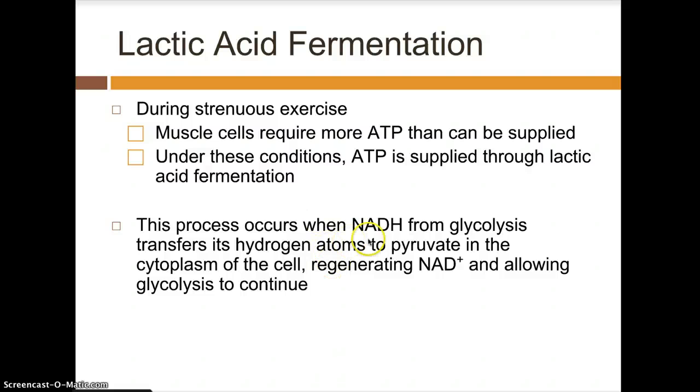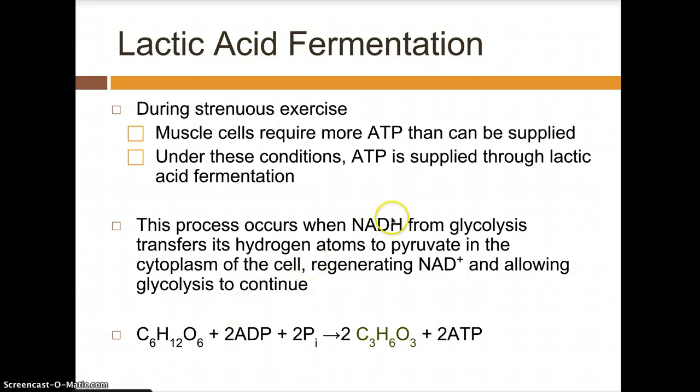Okay, this process occurs when NADH from glycolysis transfers its hydrogens to pyruvate in the cytoplasm and regenerates NAD positive, allowing glycolysis to continue. So we saw that on the previous slide that NADH donates its hydrogen atoms and electrons into creating lactic acid. Here is what lactic acid would look like. Notice that it is a 3-carbon sugar here, and again it provides an additional 2 ATP to our muscle cells.